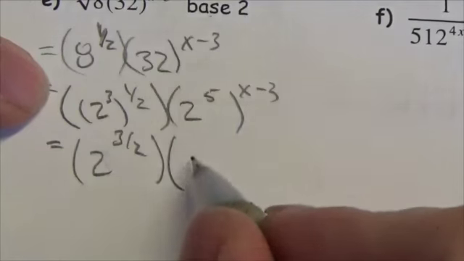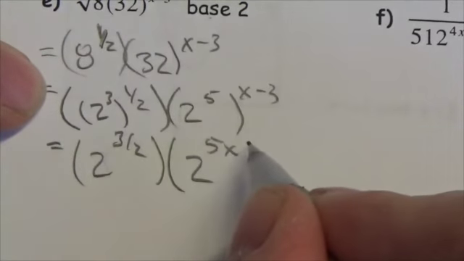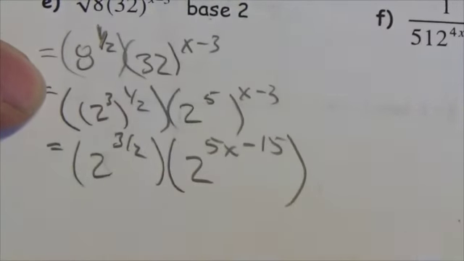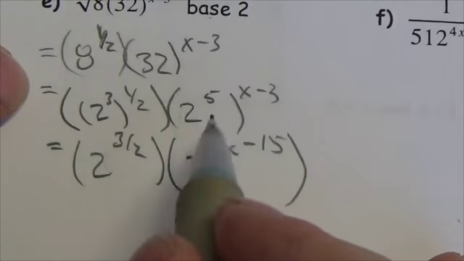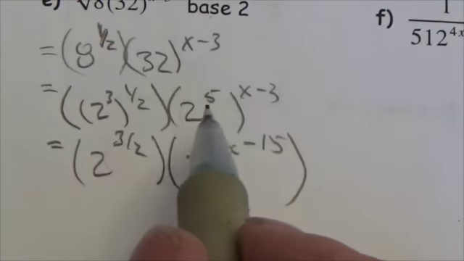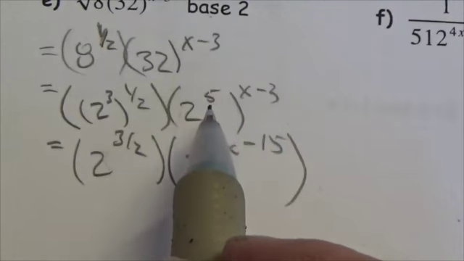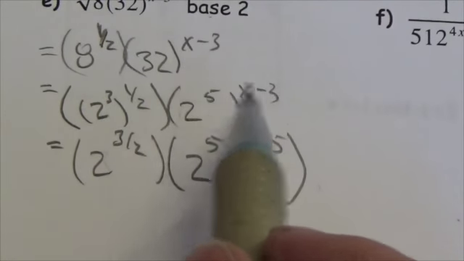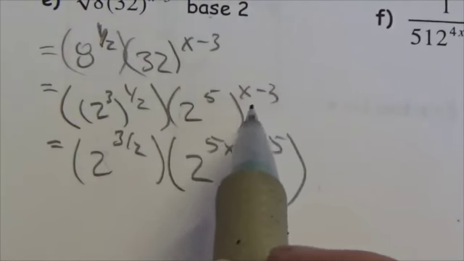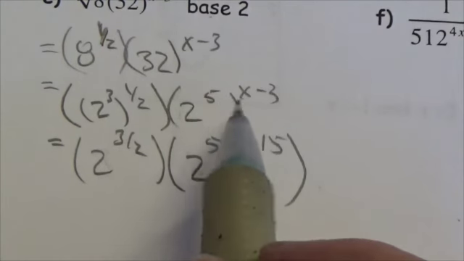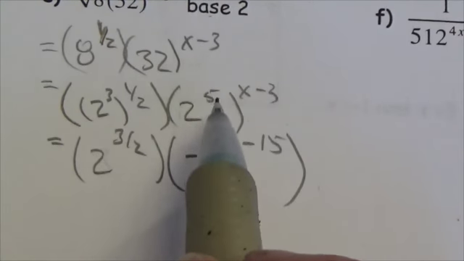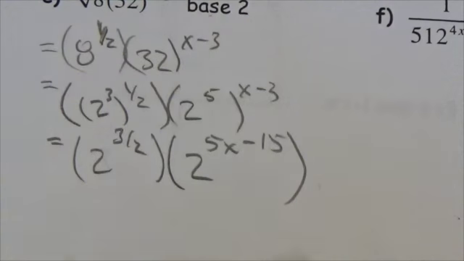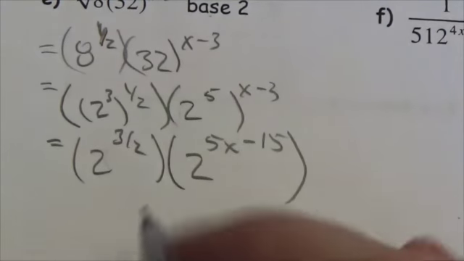Here, power of a power, this will be 2 to the 5x minus 15. Okay, when I distribute that through. Now, it's a very common mistake in a situation like this to multiply the 5 by the x, but not by the negative 3. To forget to distribute that through. But because this is a binomial multiplied by a monomial, those rules hold. You have to distribute that through.